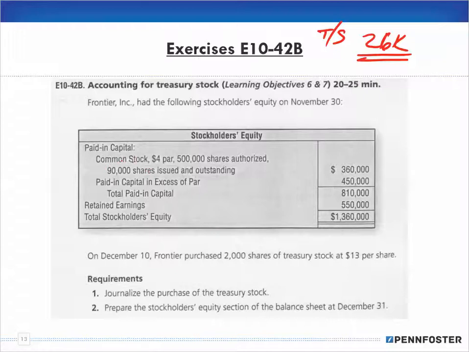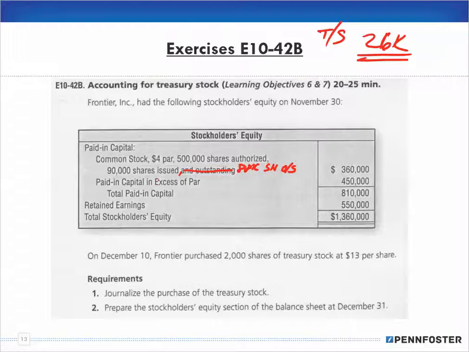Common stock is $4 par, 500,000 shares authorized, 90,000 shares issued and outstanding. We're buying back the common stock, so 90,000 shares are issued, but we don't have 90,000 shares outstanding. So what will happen here is this will change, and I'd make this 88,000 shares outstanding. So it would read common stock, $4 par, 500,000 shares authorized, 90,000 shares issued, 88,000 shares outstanding.